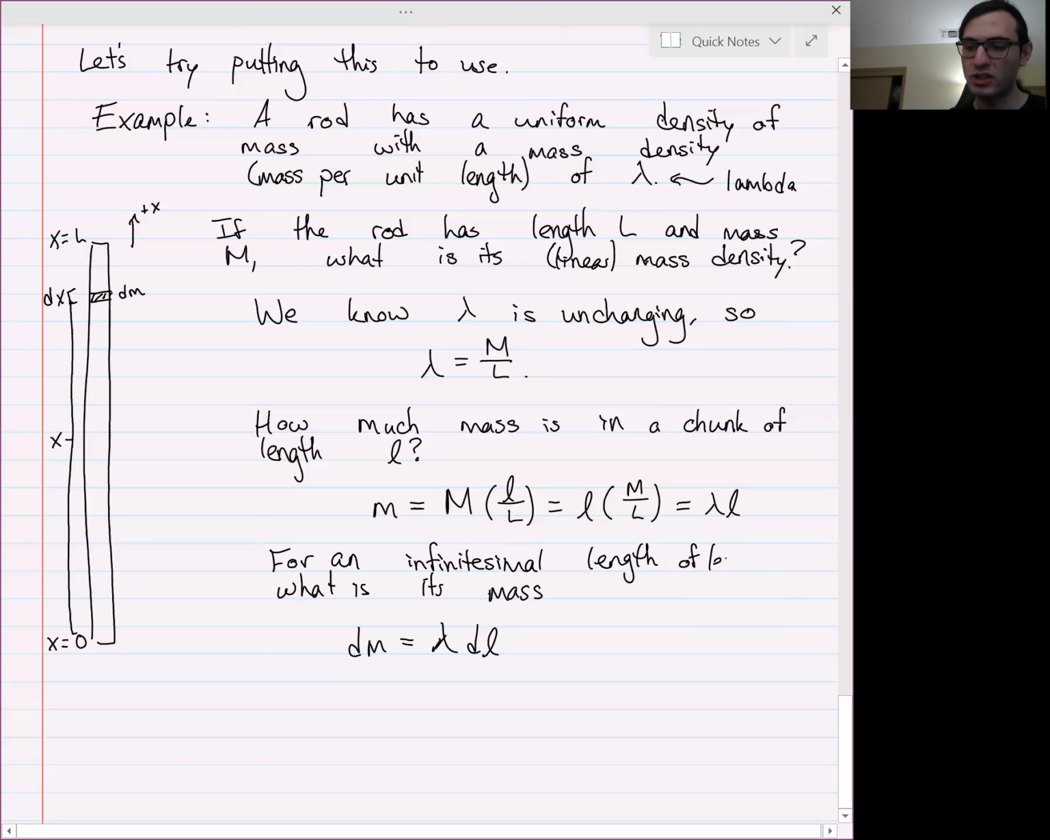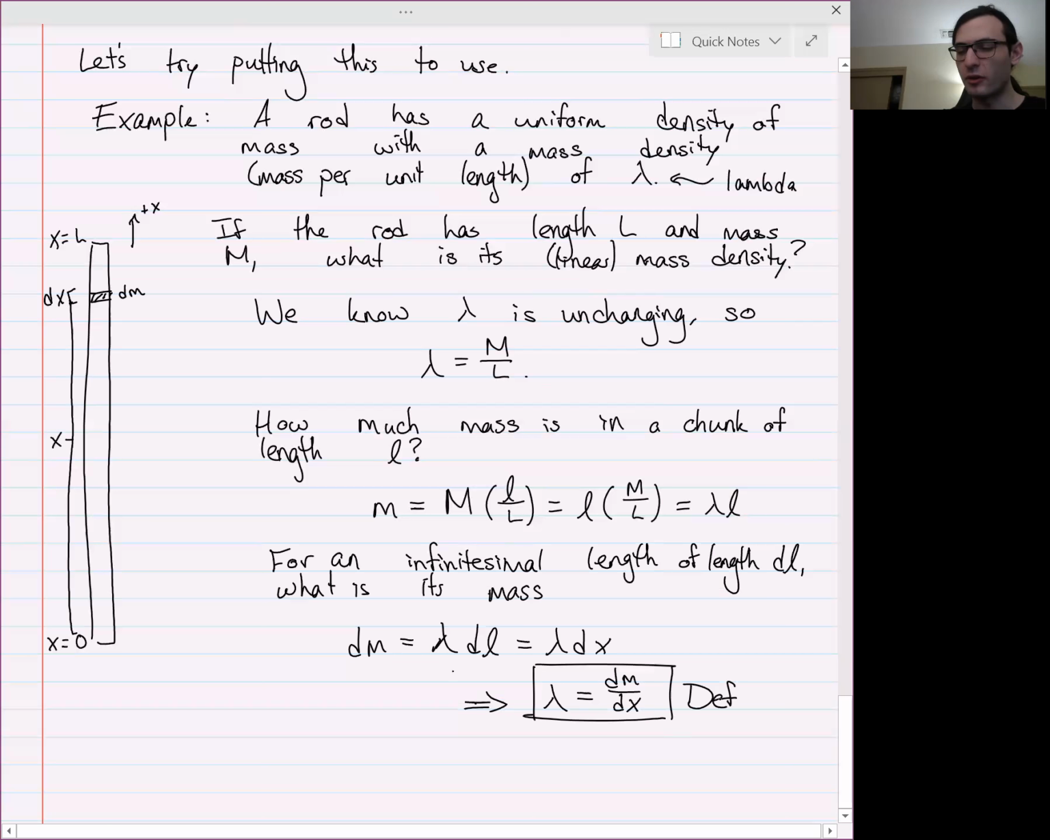Of length dl. So referring back to our picture, dl is just dx in the coordinates that we're using. So this would just be lambda dx. And so by rearranging this formula, we can get that lambda is dm/dx. And in fact, this is a definition. So the linear mass density of any system is just the rate of change of the mass as you go along that system with respect to the direction that you're traveling in.